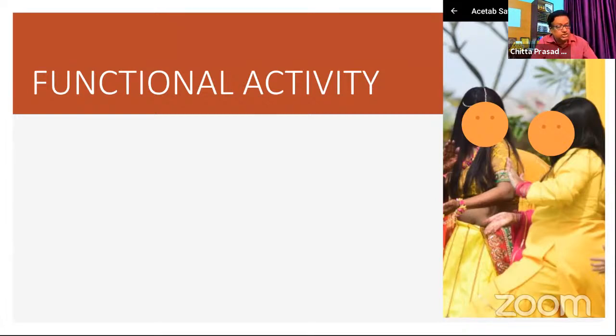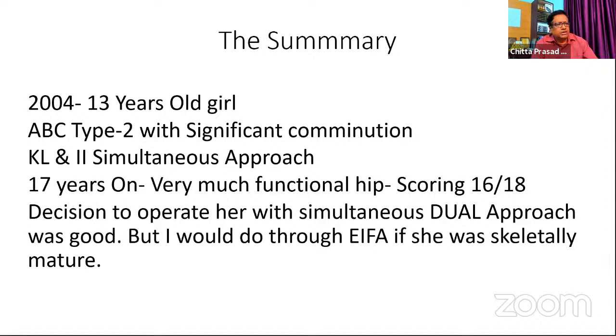As Dr. Sen said, a lot of remodeling happens. Even Dr. Joel Mata was giving a talk, and I was listening. A lot of remodeling happens in children. So I think this is a very rewarding one. In summary, this girl of 13 years had an ABC type 2 fracture, had simultaneous dual approach, and 17 years on she has a very functional hip.